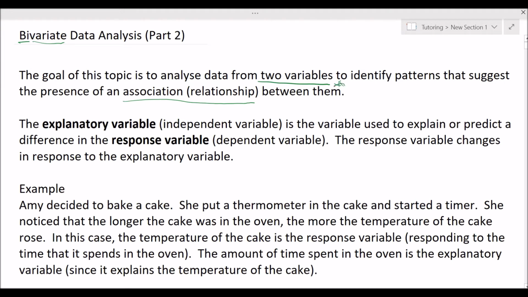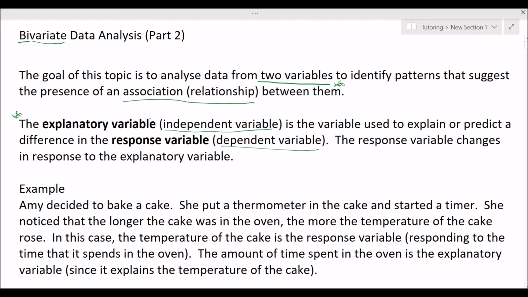First of all, when we're talking about two variables, one of them will be the explanatory variable and one of them will be the response variable. Now, that's the language we're using in this syllabus, but if you come from a science background, if you do biology or some other science like that, you may be more used to these terms, independent and dependent. Same thing, different words. But the explanatory variable is the variable that is used to explain or predict a difference in the response variable. And the response variable is changing in response to the explanatory variable.